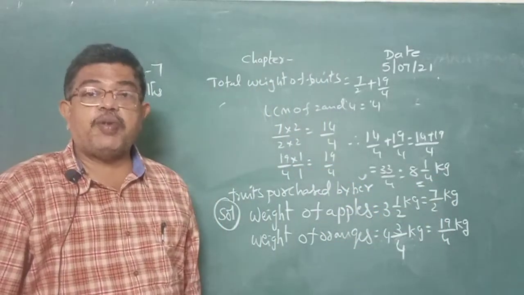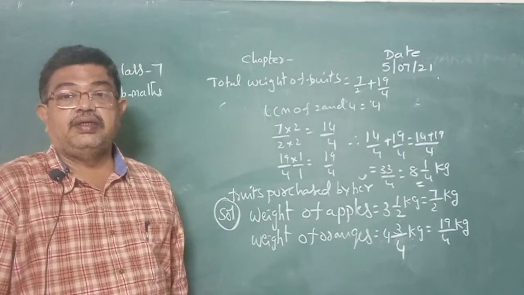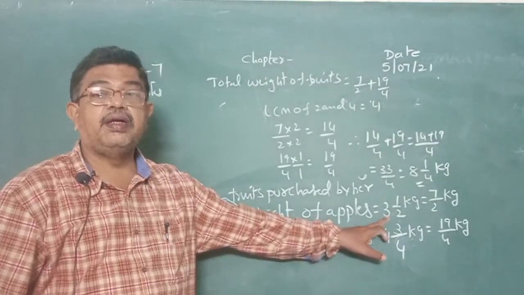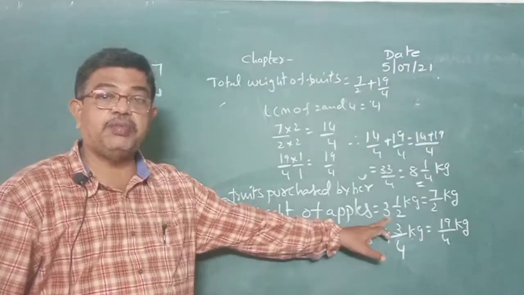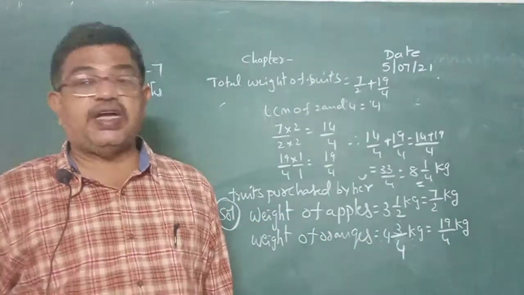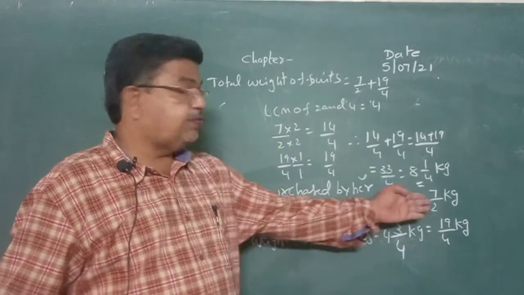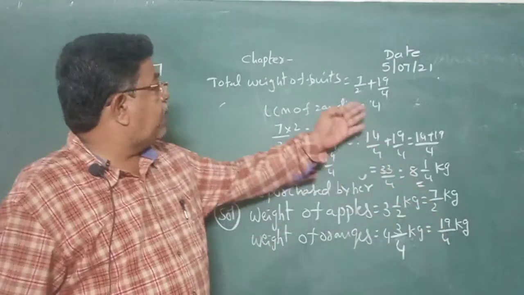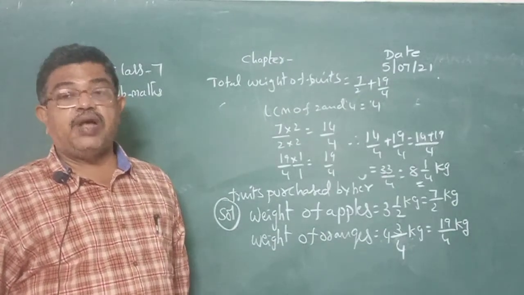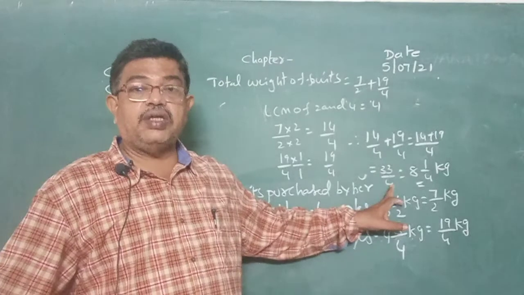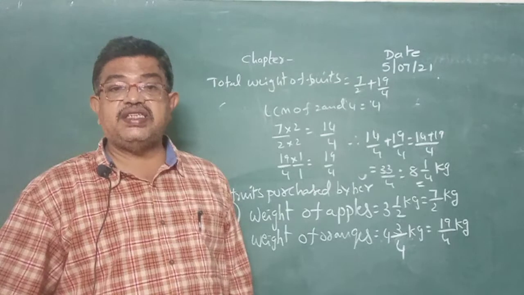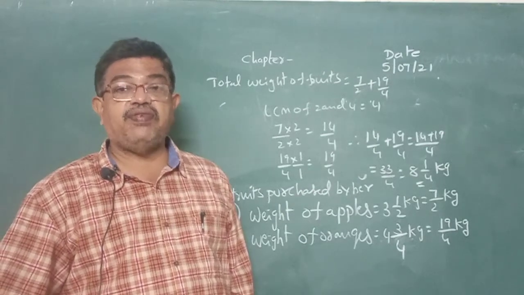So this is also a problem on addition only, but addition of fractions. What type of fractions are given? Mixed fractions. 3 1/2 is a mixed fraction. 4 3/4 is another mixed fraction. We want to add those fractions. What we did? First we converted the fractions into improper, and by taking the LCM of the denominators, converting the fractions into like fractions, we added the fractions, we got the total weight equal to 33 by 4 or 8 1 by 4 kgs. Again the answer is represented in mixed fraction form.